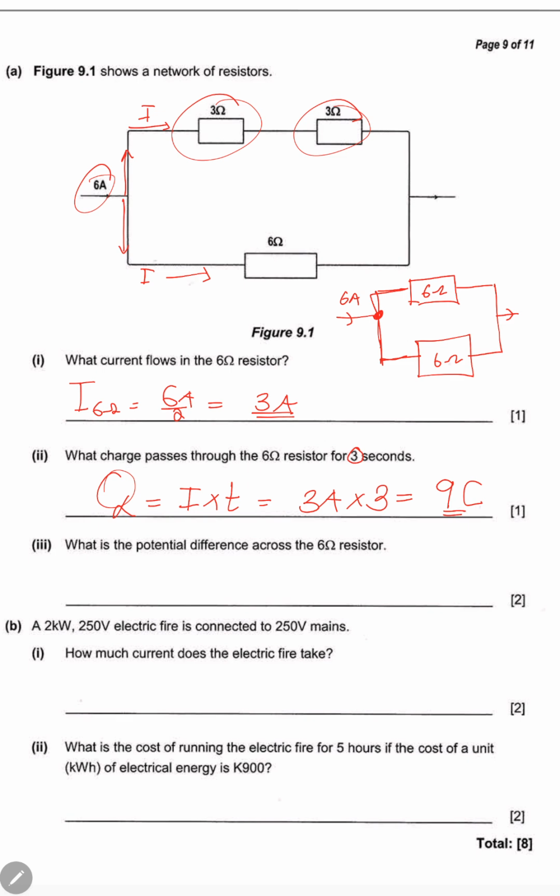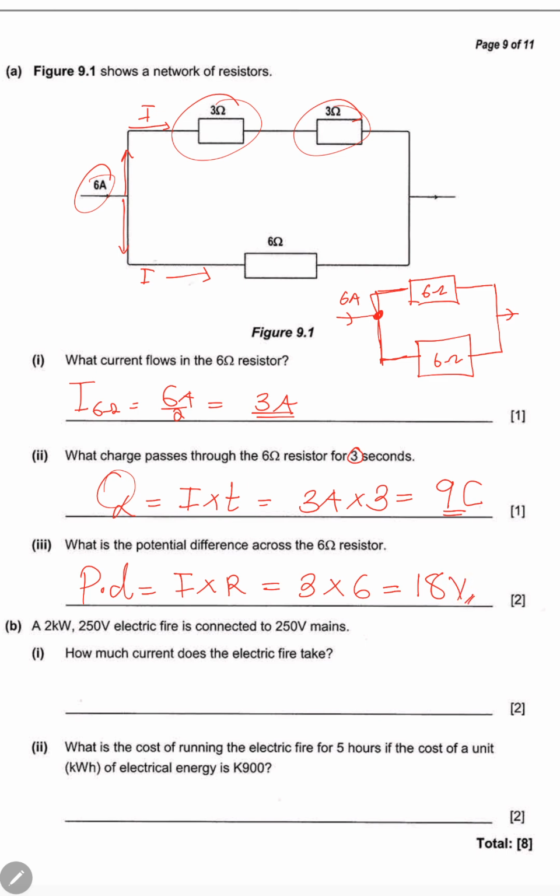What is the potential difference across the 6 ohm resistor? Potential difference, which is just voltage, by the way, well, it will just be given by what? The current multiplied by what? Resistance. And we know that the current in the 6 ohm resistor is actually 3 amperes. We multiply by the resistance of itself, which is what? 6. That is going to give us what? 18 volts.